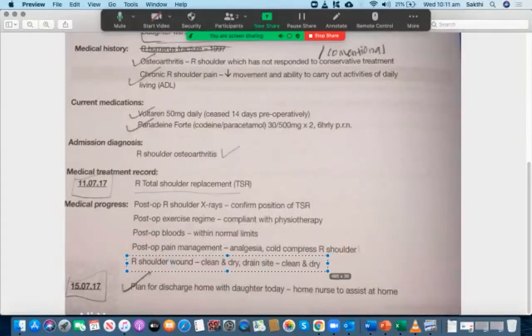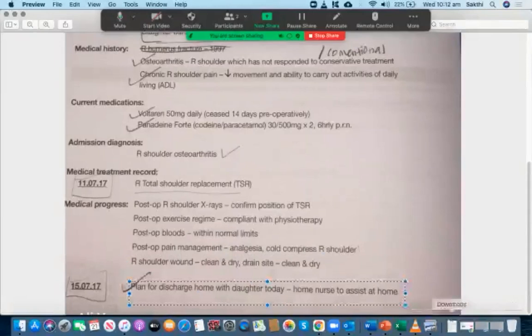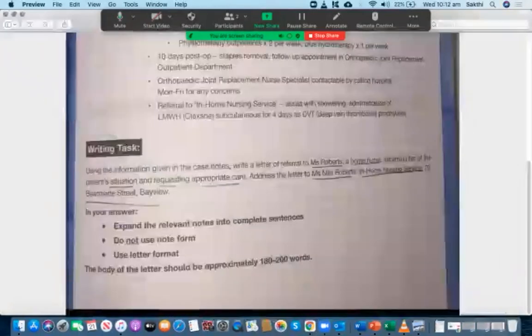So the surgical site is healing well. That's it. You don't need to mention all these things, but you can say the surgical site is clean and progressing well, or that the surgical wound doesn't have any infection, or say something in relation to that, okay? And plan for discharge home with the doctor today, home nurse, sister at home, that's fine. All right, let me go to the next page, okay?